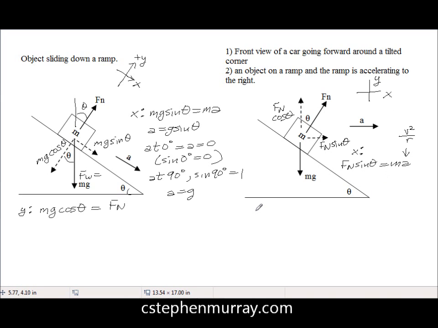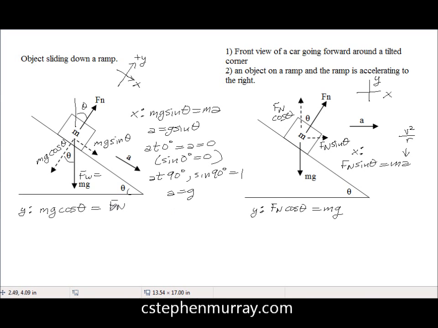Well, what about in the y direction? And again, there's a reason why I'm putting this here. So in the y direction, notice that Fn cosine theta equals mg. And now we've run into our conundrum. Notice here that mg cosine theta equals Fn, and here Fn cosine theta equals mg. These are not the same. They're both objects on ramps, but these are not the same expression.